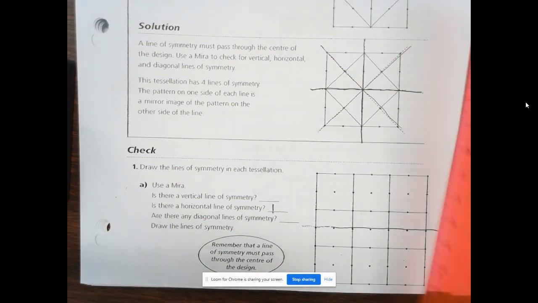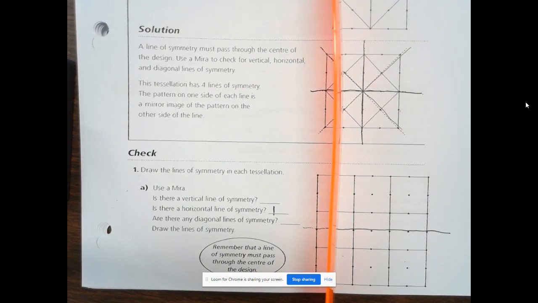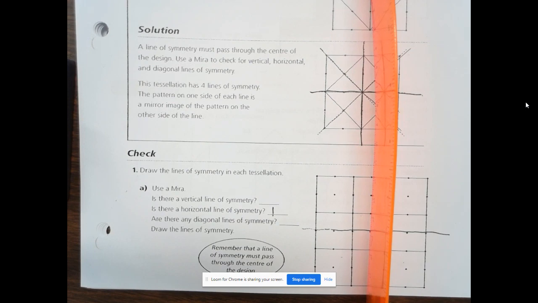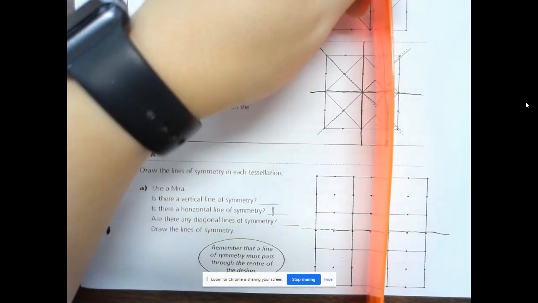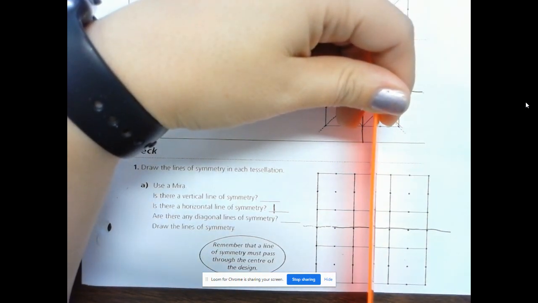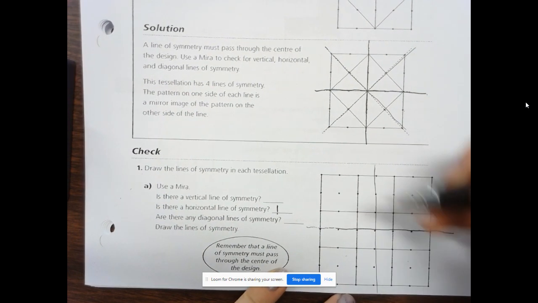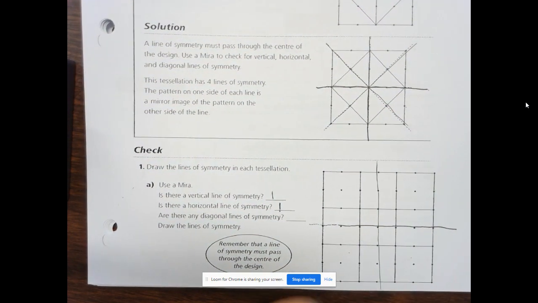Is there a vertical line of symmetry? So can I cut it the other way? So if I cut it over here, I can see that it's not the same thing on both sides of it. But if I went and crossed the center of my image, and it's a little bit harder to do with this ruler that's not straight, you can see that if I cut it exactly down the center, both sides are the same. So I could say that I do still have 1 vertical line of symmetry.